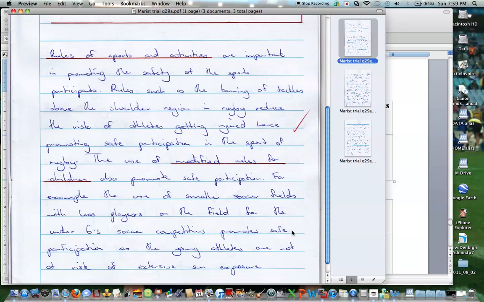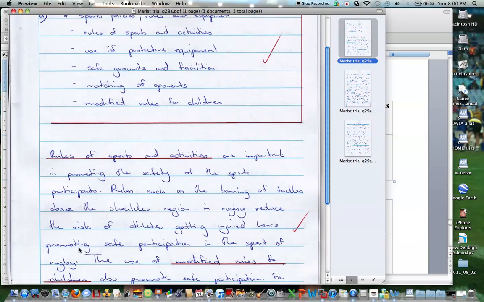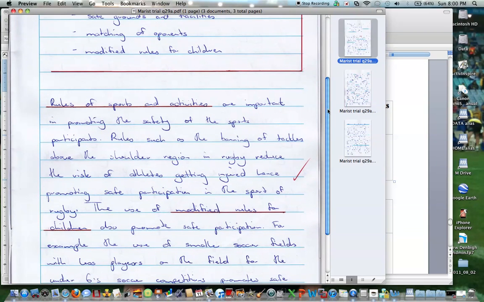Now, what I've been speaking to the students in the classroom about lately is getting words from the question back into their answer. I'm a marker sitting here reading this answer. Promote safe participation. Promote safe participation. That's what the question's asking the student to do. So straight away we know we've got the areas of the syllabus covered. He's been able to relate it back to the question.